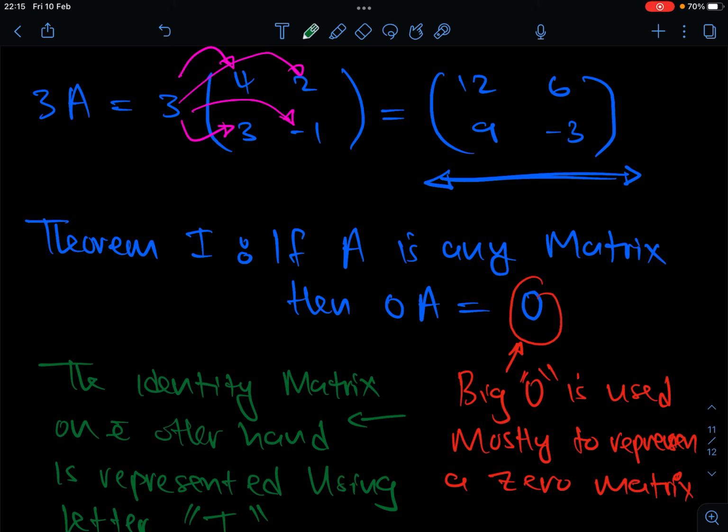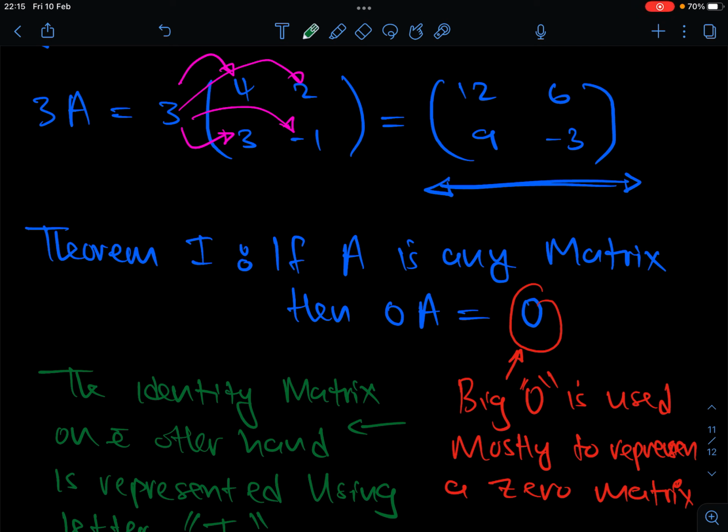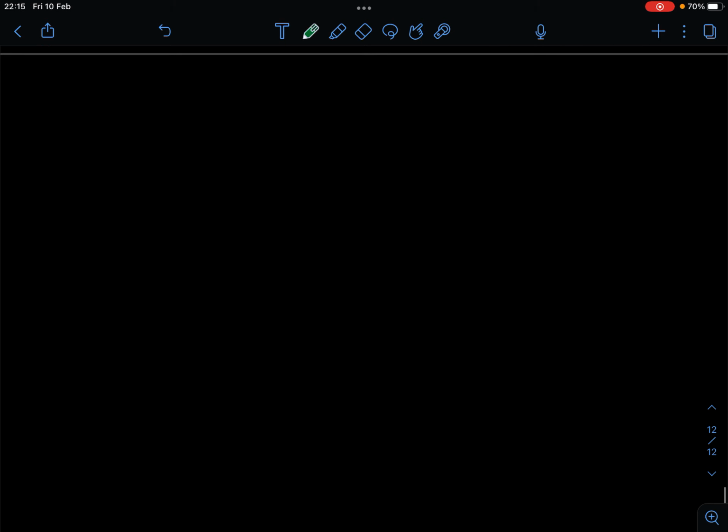Okay, so now we've seen scalar multiplication and how it works, which is the easiest operation of matrices when it comes to learning all the different operations. Now we're going to move on to the last part of this lesson, which is multiplication of matrices. That's what we're going to end with today. So let's talk about multiplication of matrices.